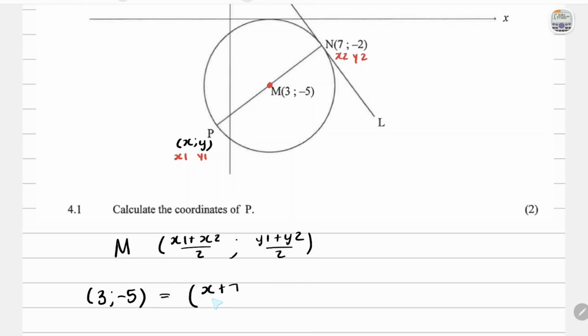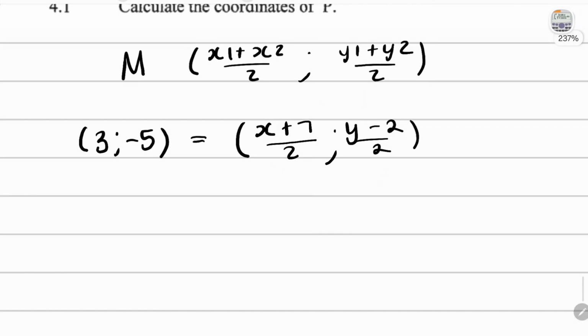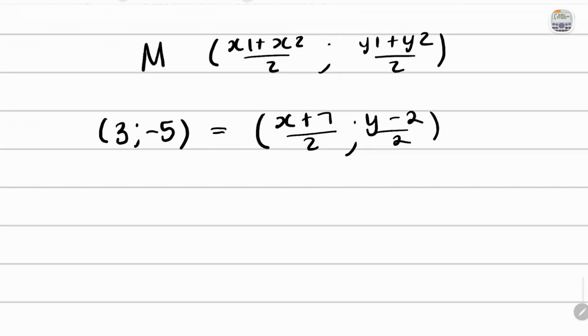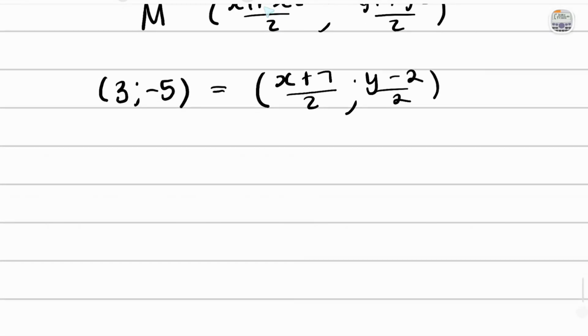So that is plus 7 over 2. And then y1 plus y2, which is y, plus negative 2, which is really just minus, and a plus with a negative gives you a negative. So minus 2 over 2. Okay, so now that we have the calculation for the midpoint and then the actual midpoint, they really represent the same thing, the midpoint of this line, that diameter. So we can equate them.